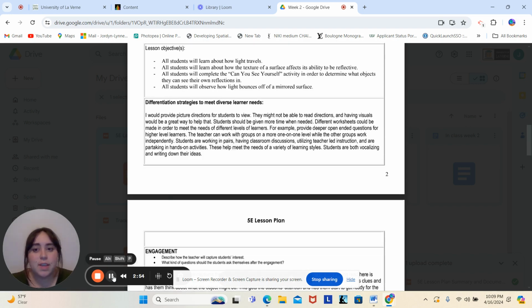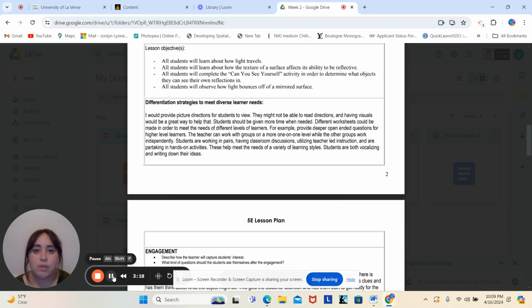Diverse learner needs, we can provide picture directions for students to view, maybe even a video, since not all students really understand directions that they have to read, so adding those visuals will be really important. We can give students more time where needed. We can even provide different worksheets in order to meet their needs. So maybe have a worksheet with deeper open-ended questions for those higher level learners.